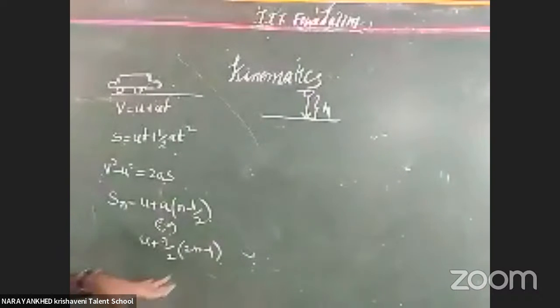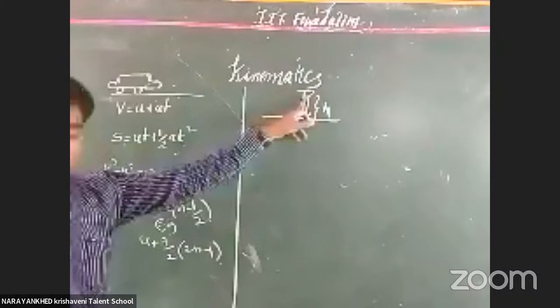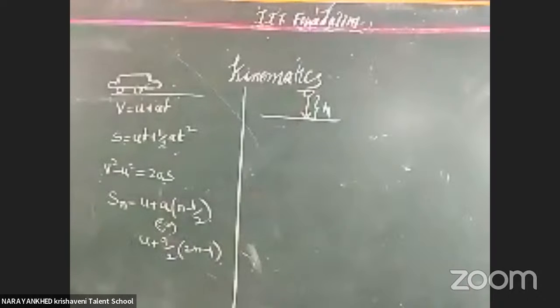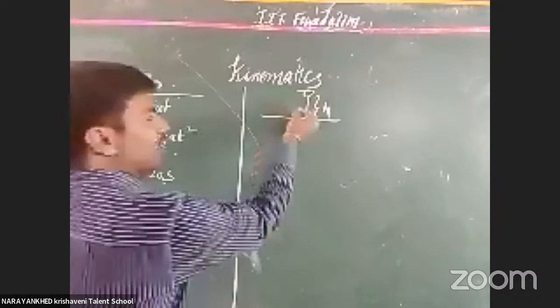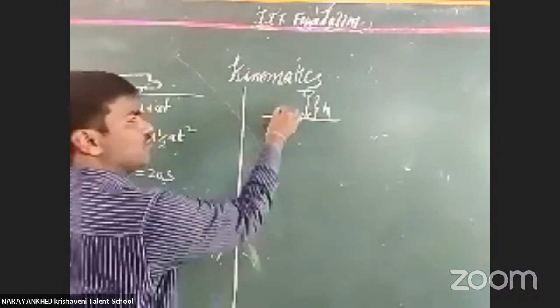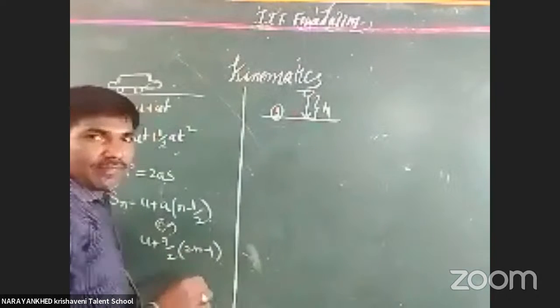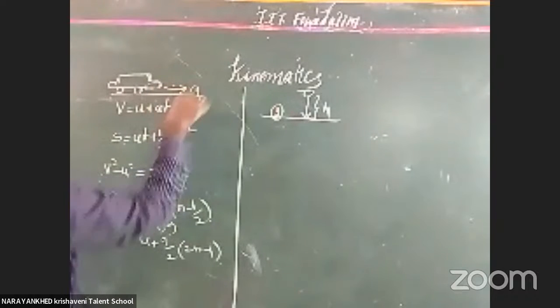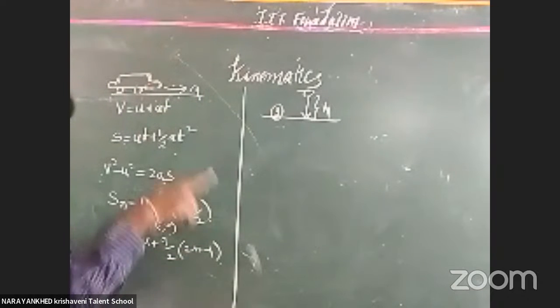Clear or not? This is about freely falling bodies. Got it or not? Here we consider this freely falling body moving in this particular direction. At that time the body contains one acceleration, in the downward direction. This is what is called acceleration due to gravity.